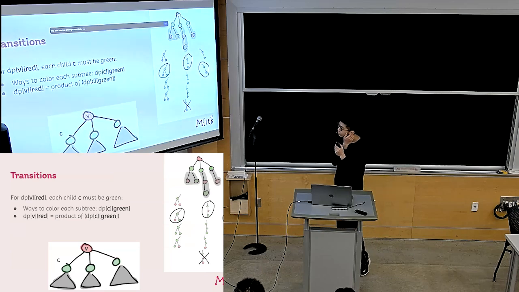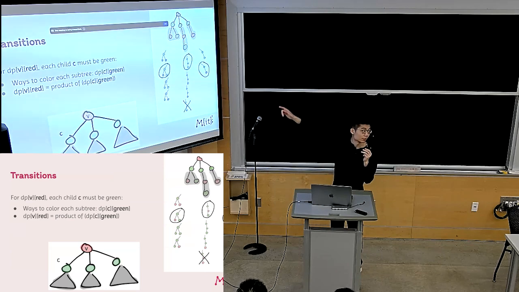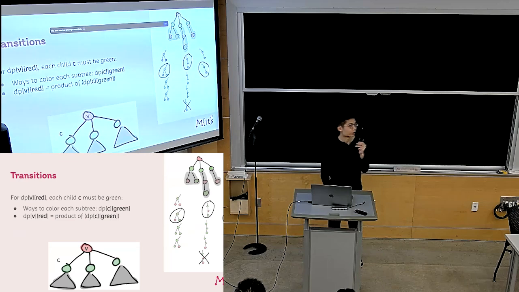So we have an example tree over here where let's say the top node has to be red. This is the first case. And so over here we have a tree where the top node is red, and then as we said before, the children have to be green. And then we have an example coloring. And for each of the subtrees, we have different possibilities for what it could be.